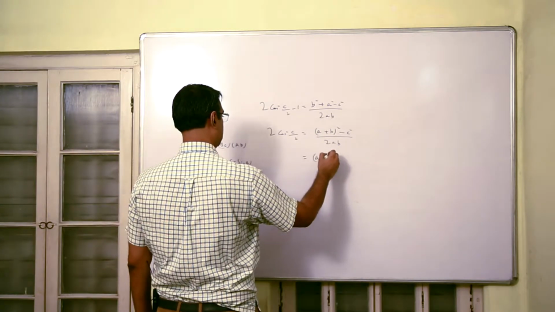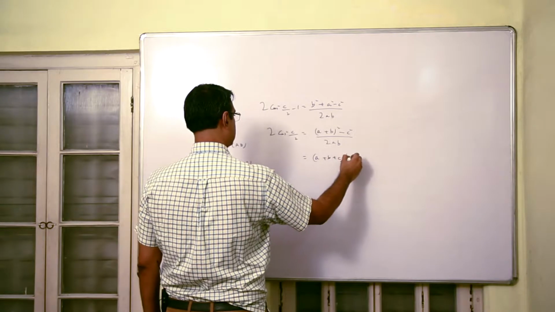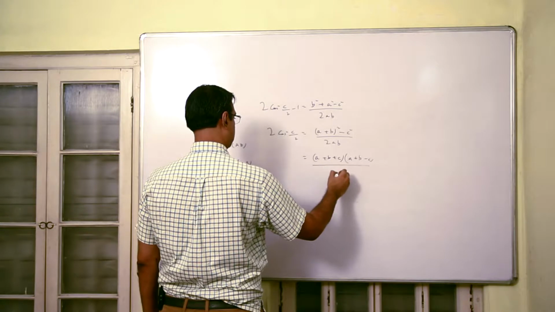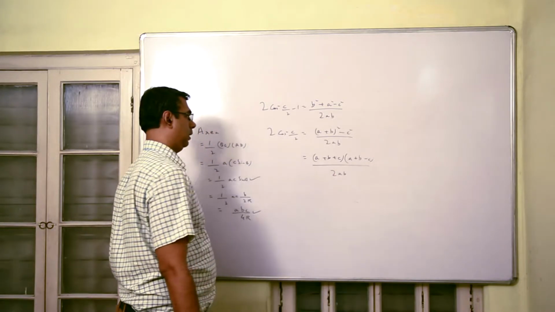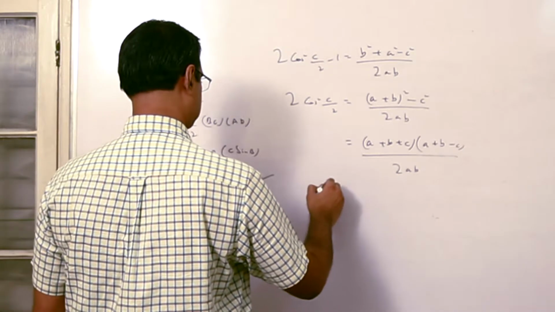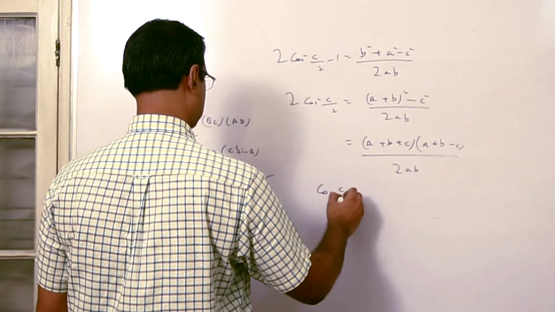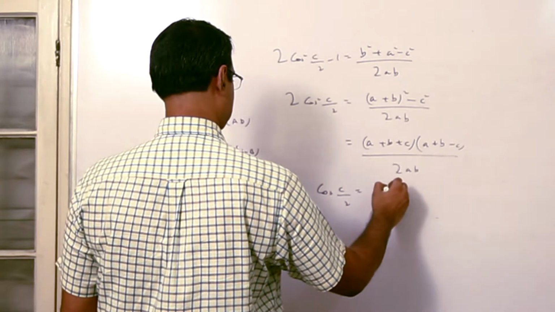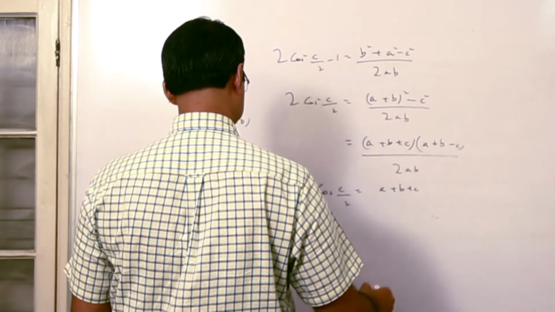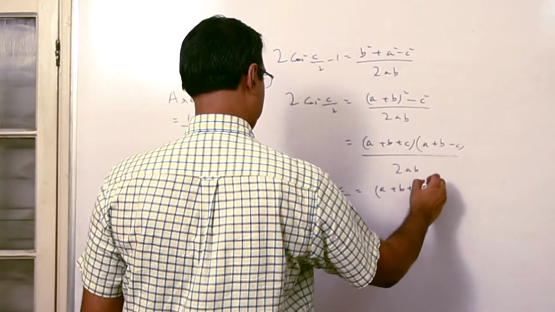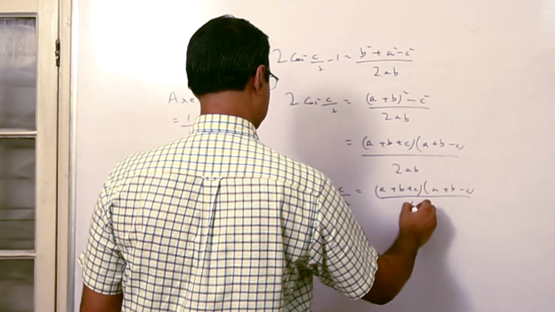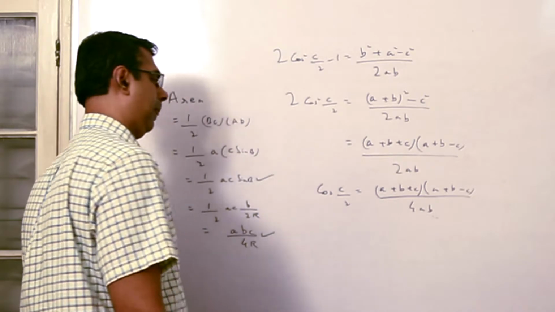So this becomes (a plus b plus c) into (a plus b minus c) by 2ab. So cos square C by 2 is equal to (a plus b plus c) into (a plus b minus c) by 4ab.